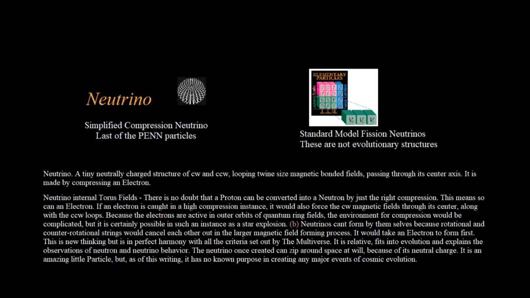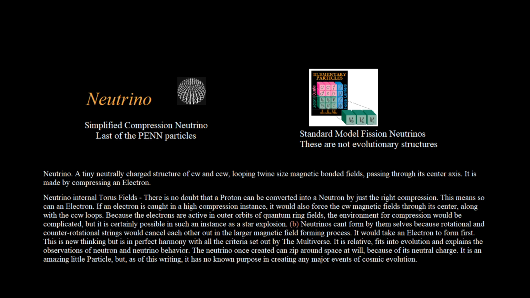B. Neutrinos can't form by themselves because rotational and counter-rotational strings would cancel each other out in the larger magnetic field forming process. It would take an electron to form first. This is new thinking but is in perfect harmony with all the criteria set out by the multiverse. It is relative, fits into evolution and explains the observations of neutron and neutrino behavior.